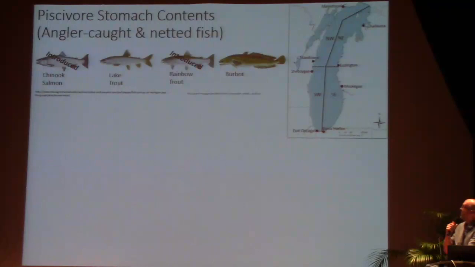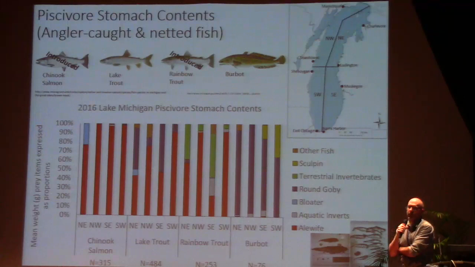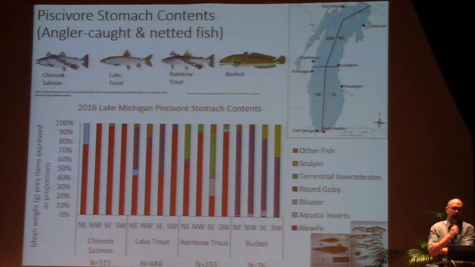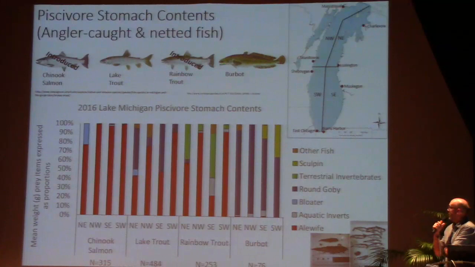If we look at what they're eating, for the most part, these different species are eating similar things based on stomach content analysis in different regions. Chinook salmon are relying heavily on alewives, regardless of where they are in the lake. Burbot are relying heavily on round goby, regardless of where they are in the lake. There's some variation for lake trout and rainbow trout, but those two also rely heavily on alewives.